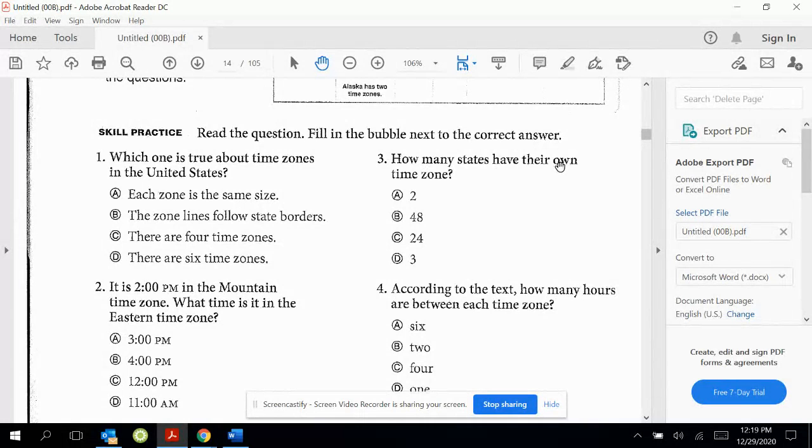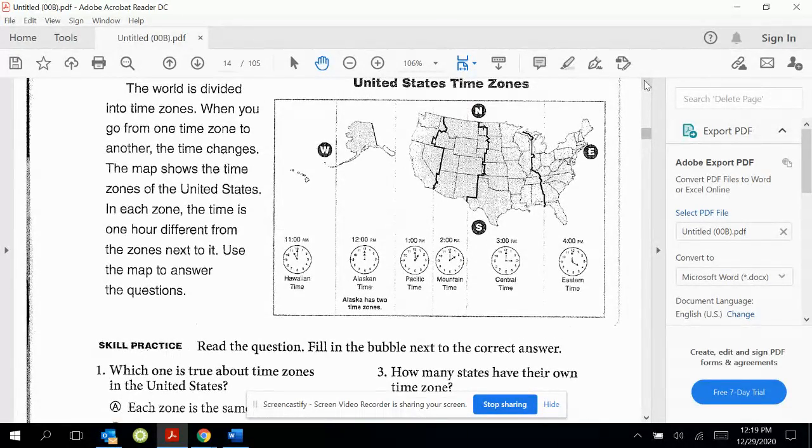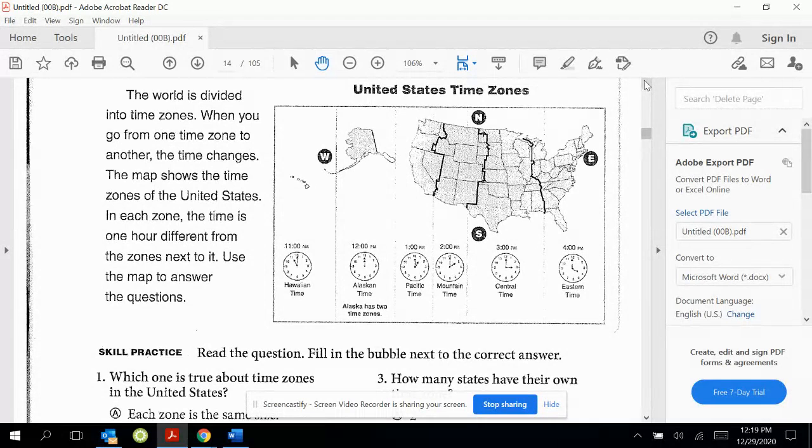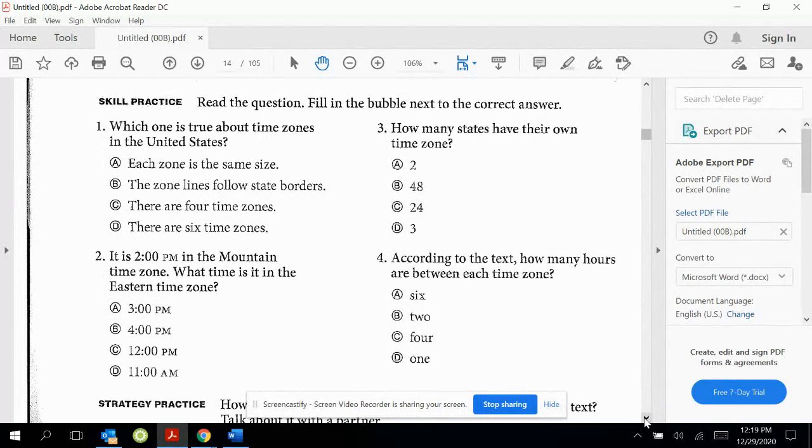How many states have their own time zone? So if you were here when we did the geography bee, you know a little bit about states, and take a look. Look, there's a bunch of states in this one, a bunch of states in this one, a bunch in this one, a bunch in that one. What about this one? And what about that one? How many are there that just have one state in a time zone?